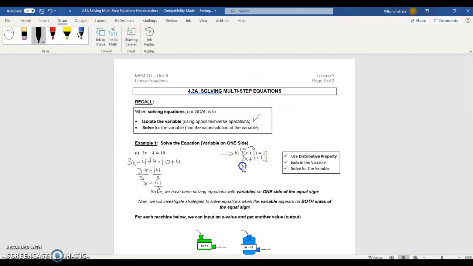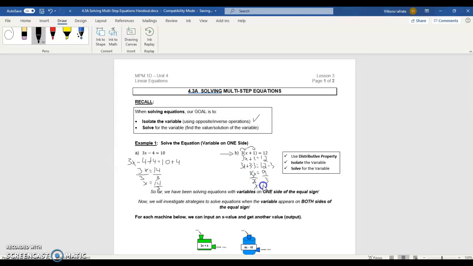So I have 3x plus 3. The opposite of plus 3 is minus 3, so minus 3. And then I have to do the same thing on the other side, so 12 minus 3. And then I get 3x is equal to 9. And now we still have to divide by 3 to get rid of the 3 that's multiplying there. So 3 over 3, 9 over 3, to do the same thing on the right side. 3 over 3 cancels out because that's equal to 1, and so we get x is equal to 3.